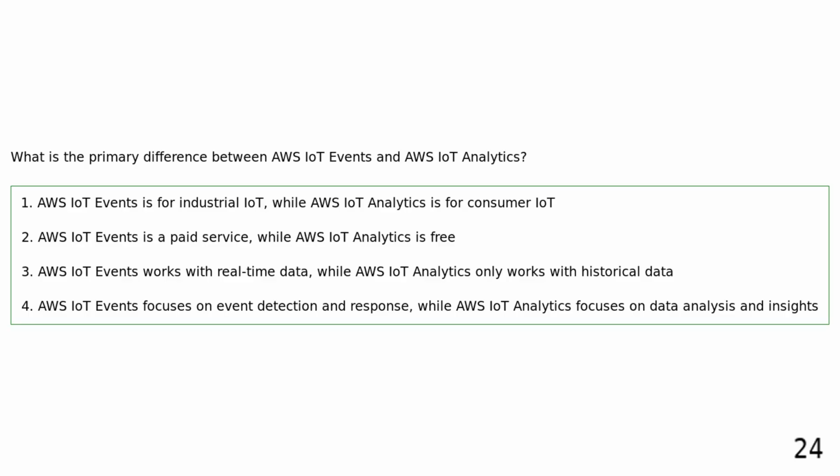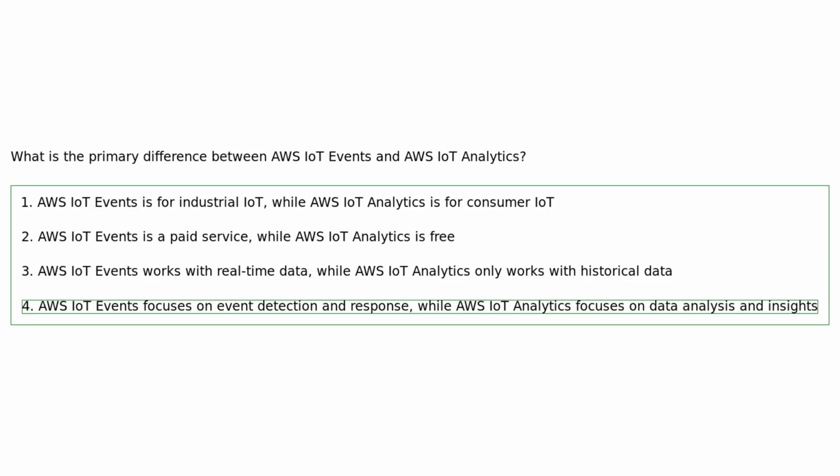What is the primary difference between AWS IoT Events and AWS IoT Analytics? AWS IoT Events is for industrial IoT, while AWS IoT Analytics is for consumer IoT. AWS IoT Events is a paid service, while AWS IoT Analytics is free. AWS IoT Events works with real-time data, while AWS IoT Analytics only works with historical data. AWS IoT Events focuses on event detection and response, while AWS IoT Analytics focuses on data analysis and insights.